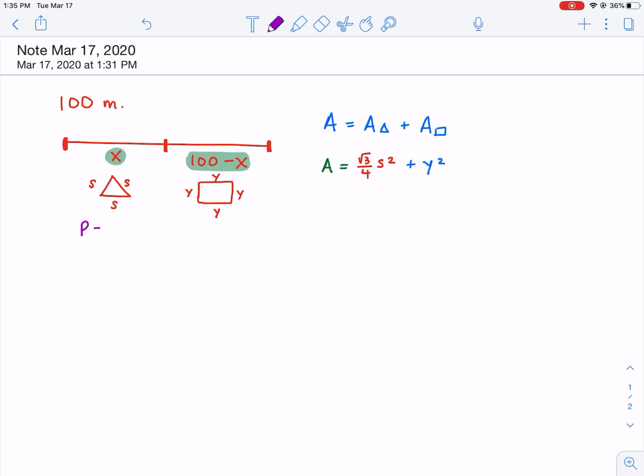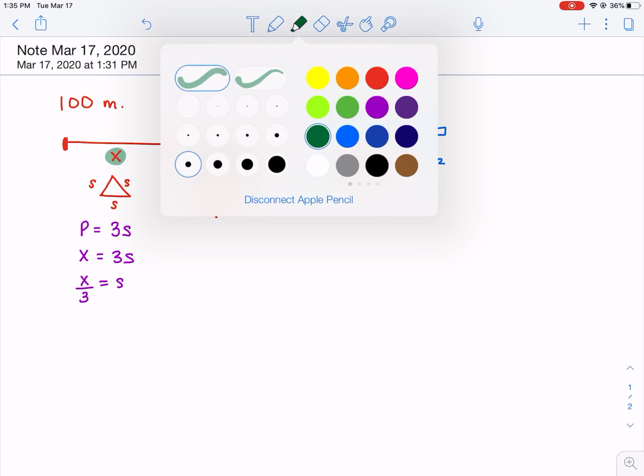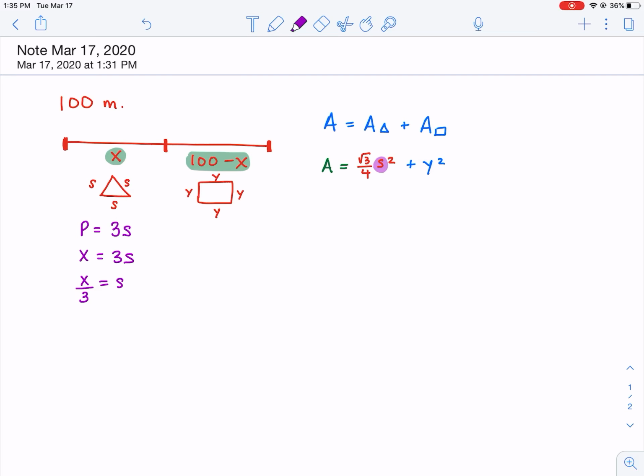If you look at the triangle, the perimeter of the triangle is equal to the 3 sides all together. If you used X to create that triangle, that means that 3S, or 3 sides all together, would have to equal X. If we solve for S, S is equal to X over 3. That means in this expression we can substitute in for S, and make this area equal to radical 3 over 4 times X over 3, squared.